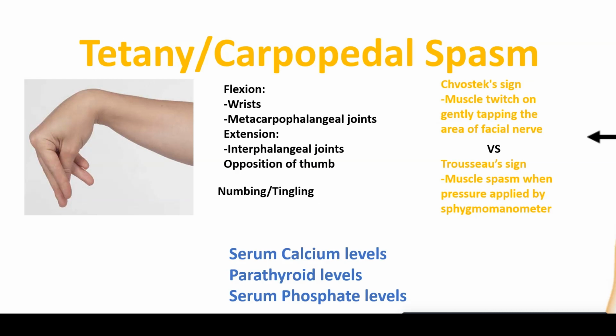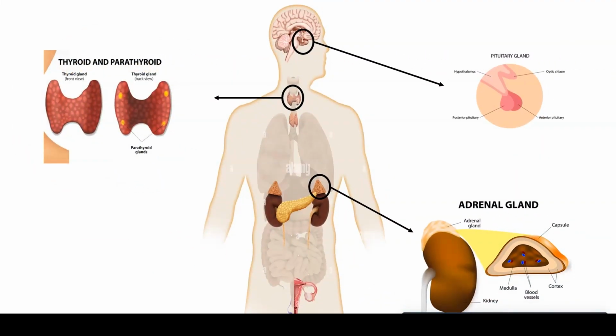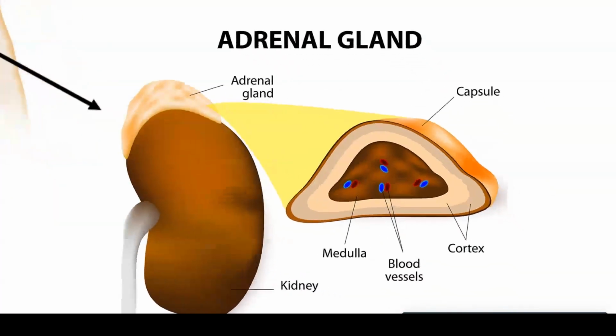Along with this, we can do some blood tests. Obviously, the serum calcium levels will be low, the parathyroid hormone levels will be low, and serum phosphate levels will also be low because parathyroid hormone is also responsible for its metabolism. So we discussed the pituitary and thyroid as well as the parathyroid. Now let's discuss the adrenal gland.